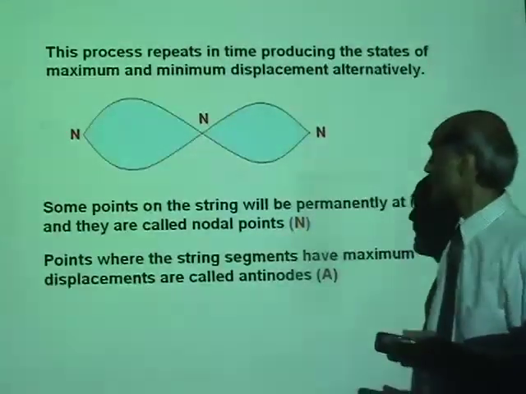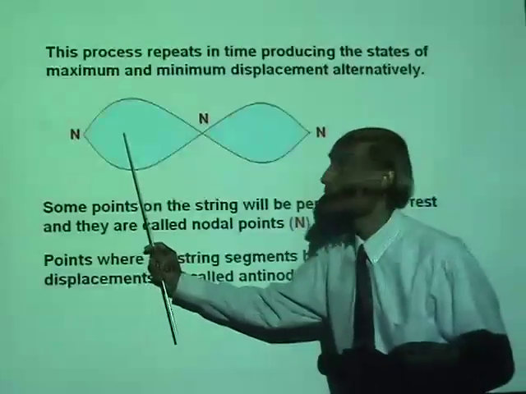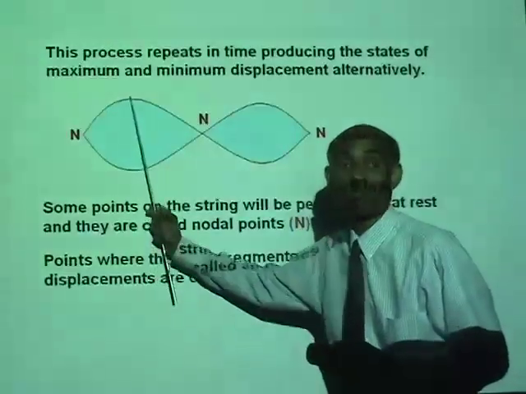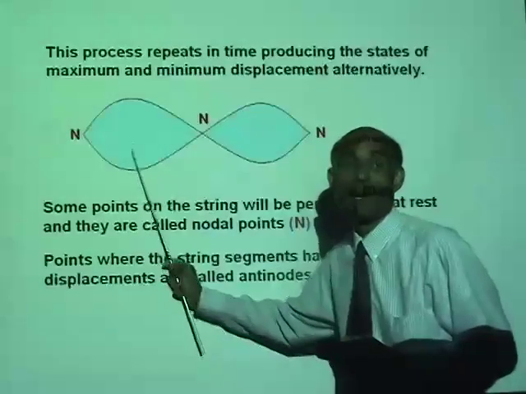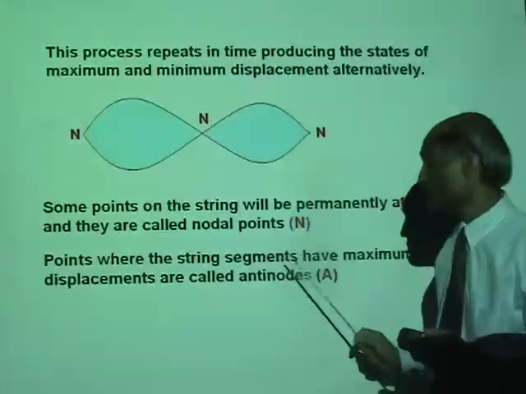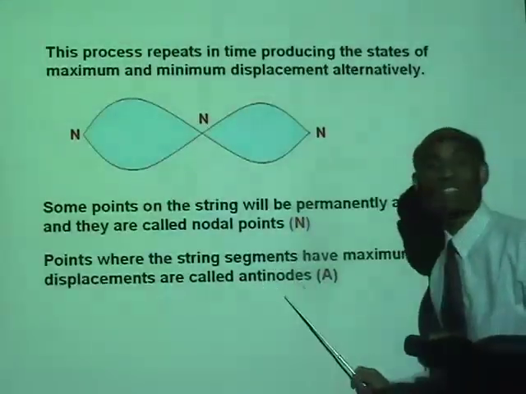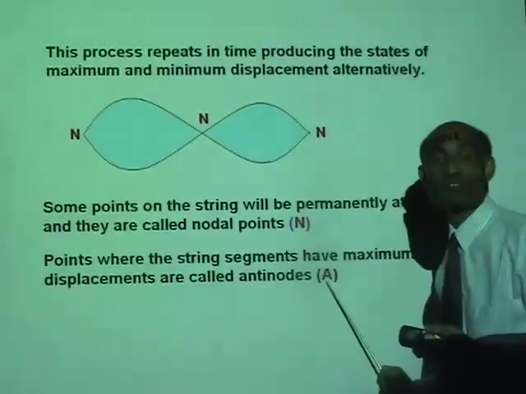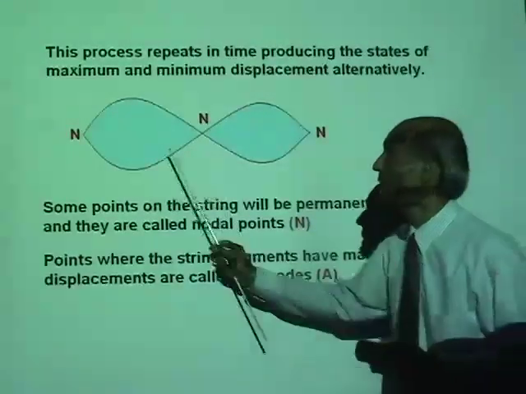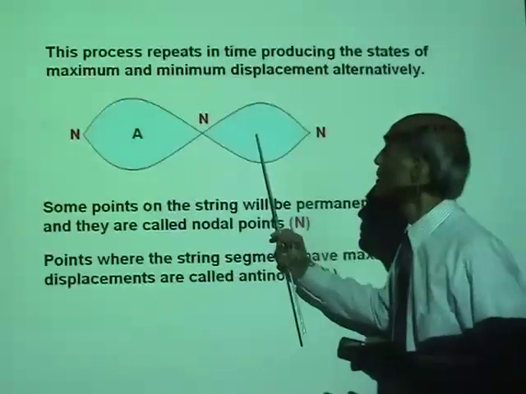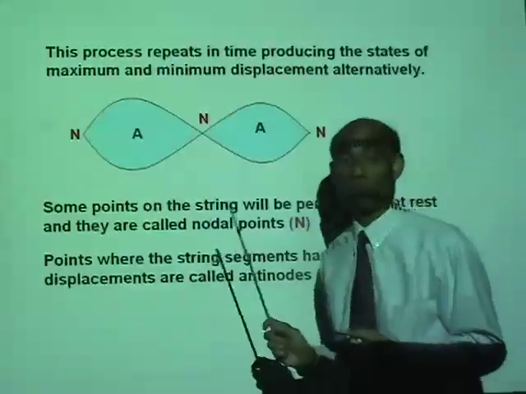Points where the string segments have maximum displacement: if you notice, this is a point where the string segments will have maximum displacements. Such points are called antinodes. We will represent that by the uppercase A. This is an antinode, this is an antinode.